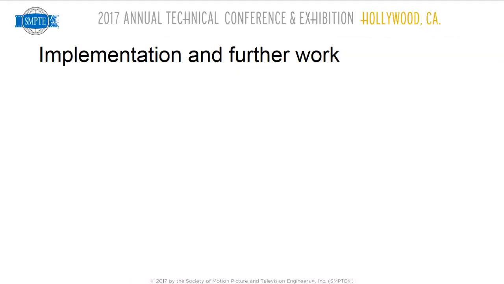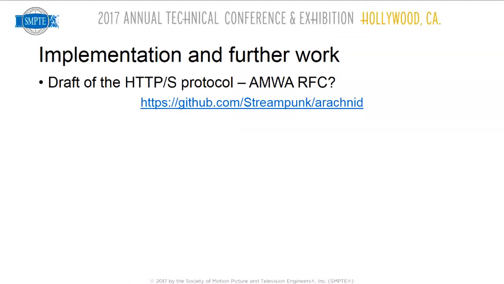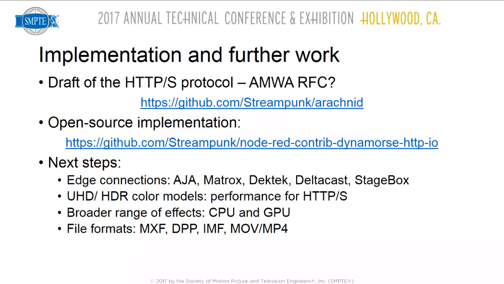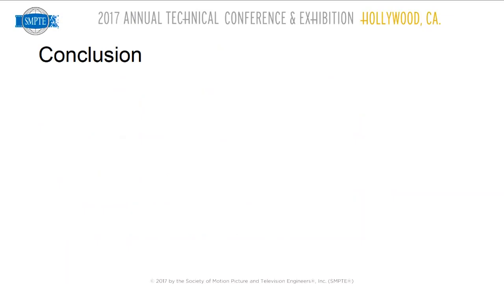So, implementation and further work. I've written up the protocol on GitHub. There's an implementation also on GitHub. We're going to expand the range of capabilities with things like AJA cards. We've got Kona IP cards, so we can interface to the 2110 world. We're doing more with UHD, a broader range of effects, a broader range of file formats.